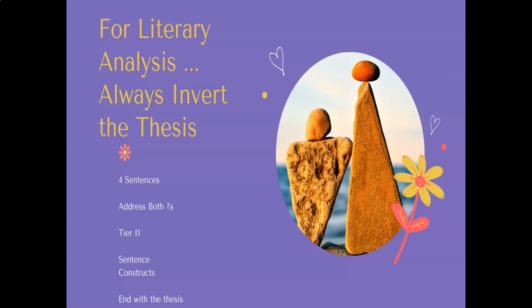So for literary analysis, you're going to always invert the thesis. We don't even need to worry about the declarative. That's what you typically use for rhetorical analysis. And then it's a 50-50 shot for synthesis, persuasion, and argument. Research as well can be thrown into that. So for literary analysis, you always invert, and here's how that works.